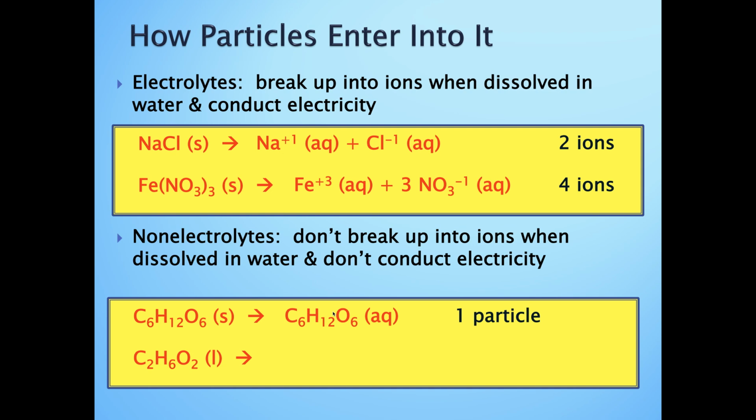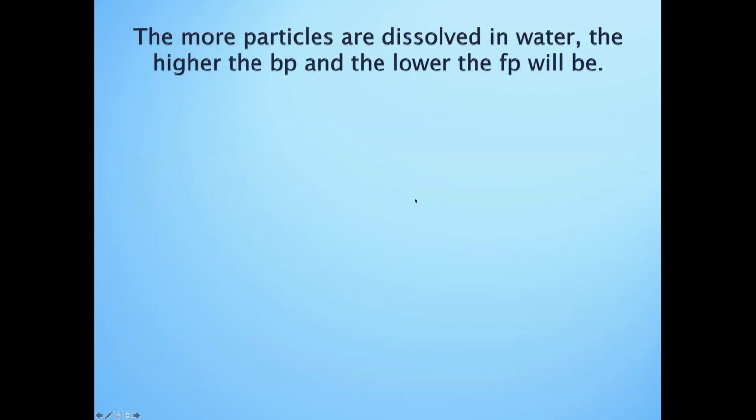When you dissolve 1 mole of antifreeze into water, you'll get 1 mole of dissolved particles. So the impact on the melting and boiling point is not as strong as if you were using something ionic, but you don't want anything ionic inside your car's engine. The more particles you have dissolved, the higher the boiling point and the lower the freezing point will be.